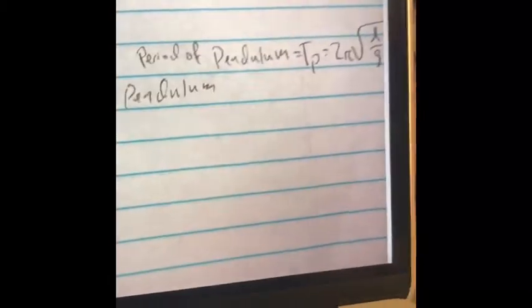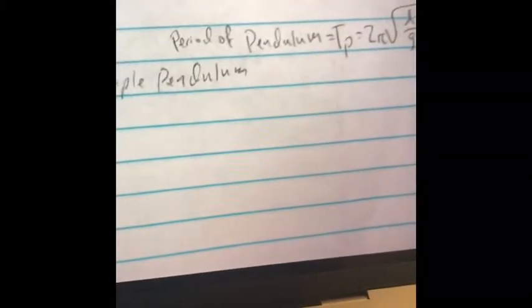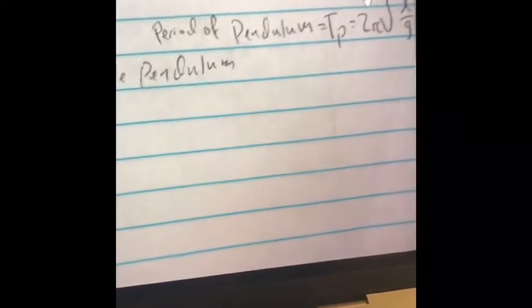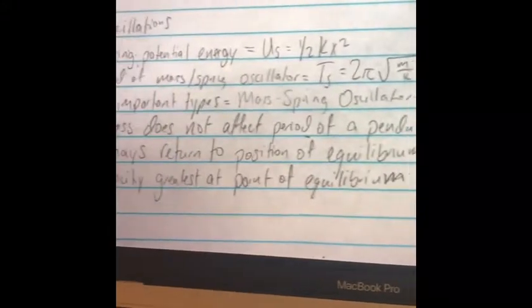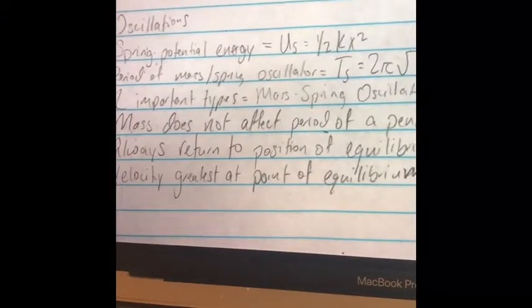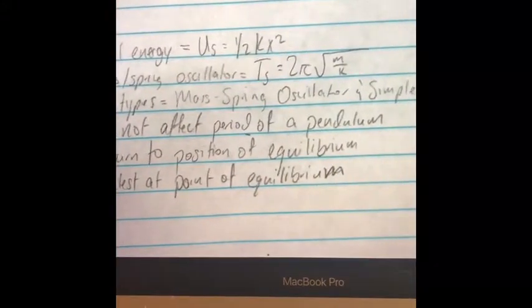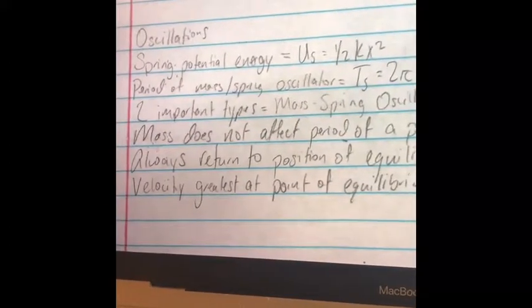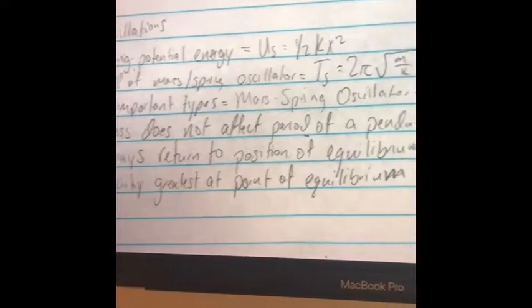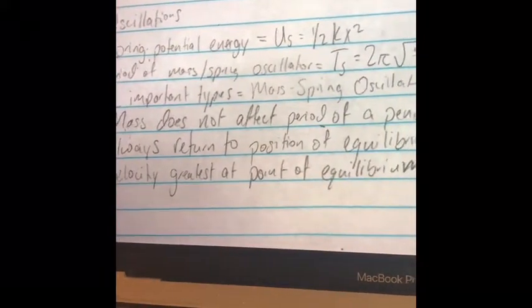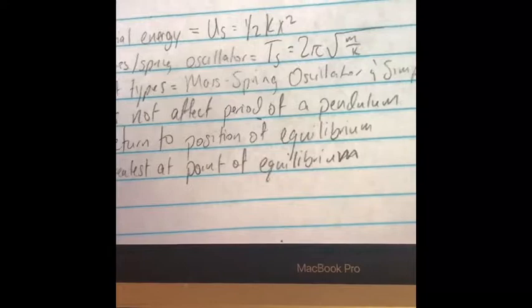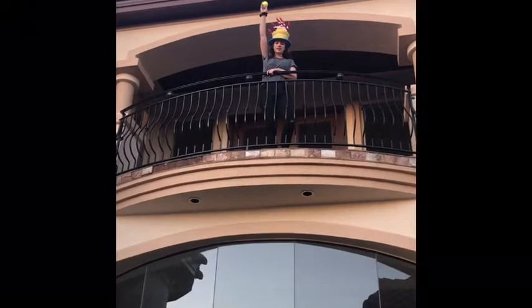And the period of a pendulum is 2 pi times the square root of the length over gravity. Mass does not affect period of a pendulum. It always returns to the position of equilibrium, and velocity is greatest at the point of equilibrium. Gravitational potential turns into kinetic energy when I drop the ball.